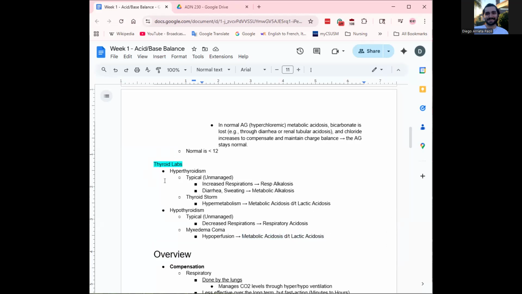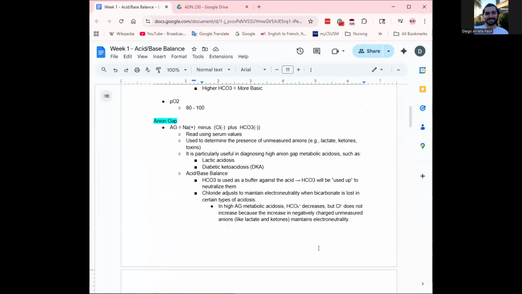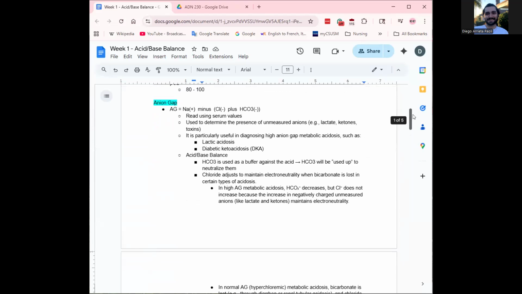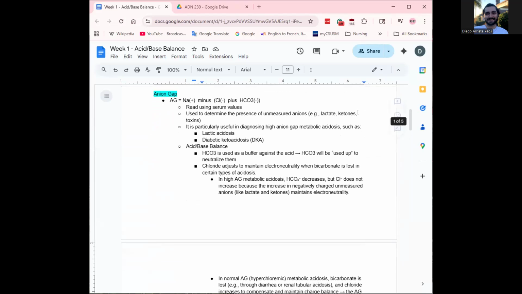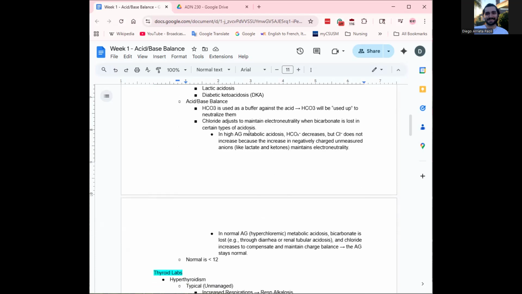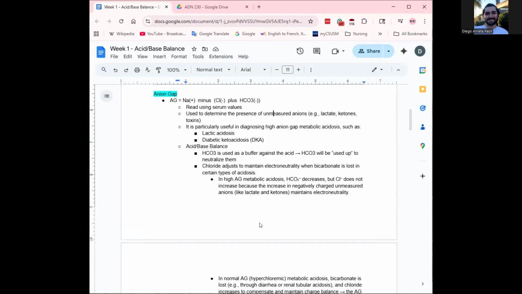So again, I don't think you'll need to know that detail, but I did see the mention of thyroid labs somewhere in the SLOs, so this could be used for reference for that. And then I included this thing on anion gap, which I really don't think they will test you on, if I'm being honest. I think this is a little too much for right now, but the information that you would want would be here.